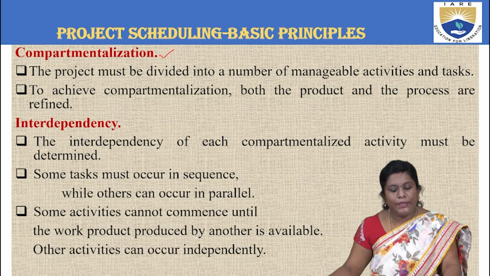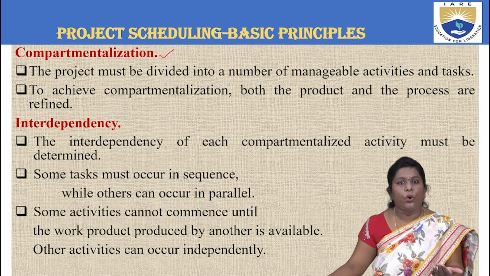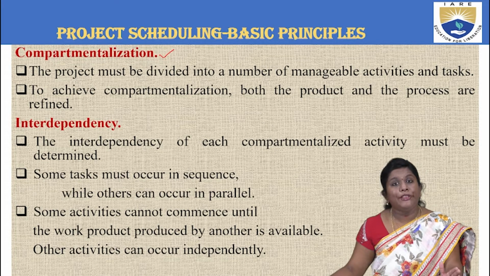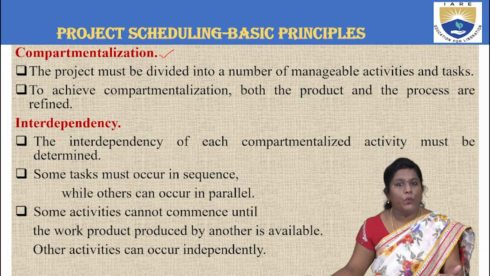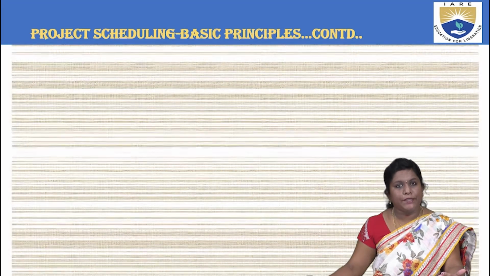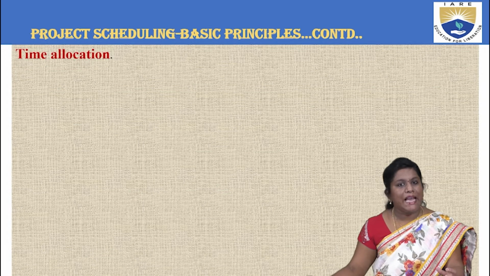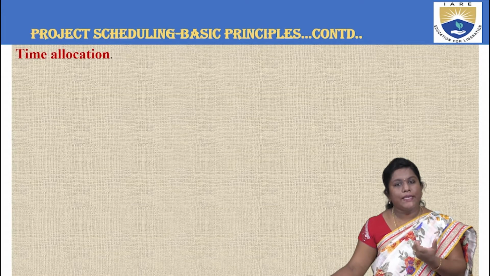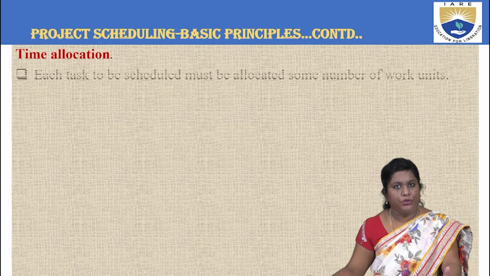Other activities can occur independently. If they don't have any relationship with the prior activities or the later activities, they can start independently. Only those activities which have a connection to prior and later tasks have to wait until they are defined. Moving to the next principle, that is time allocation. The name is as simple as it states: allocating time to the different tasks that have been divided.